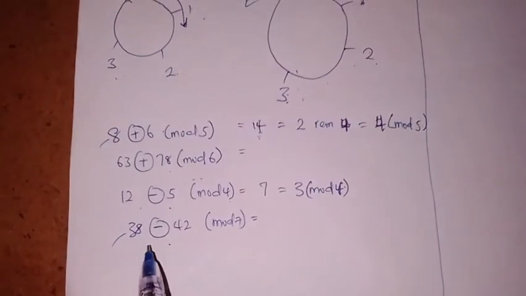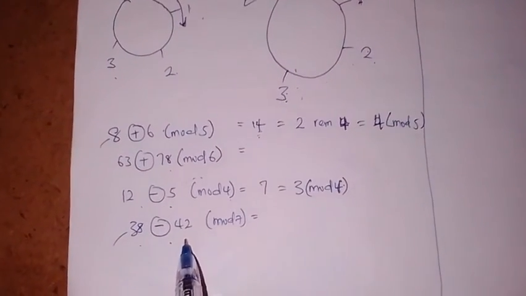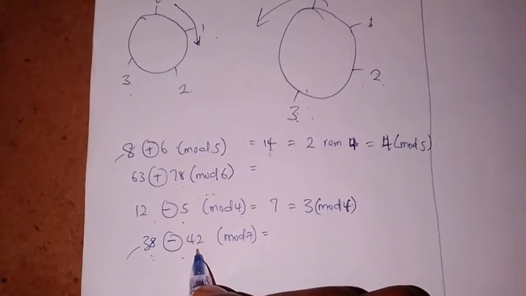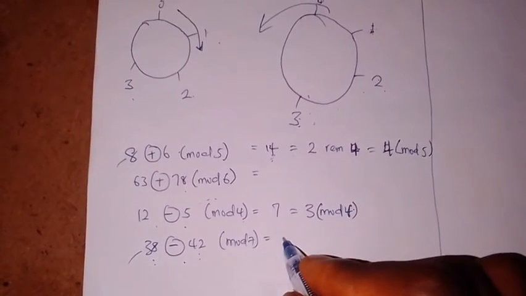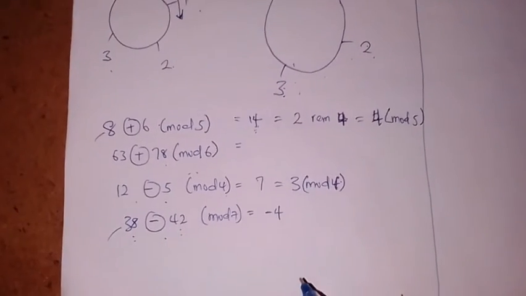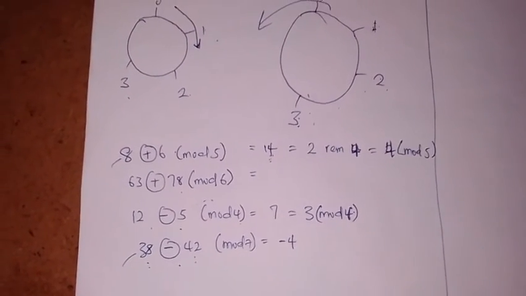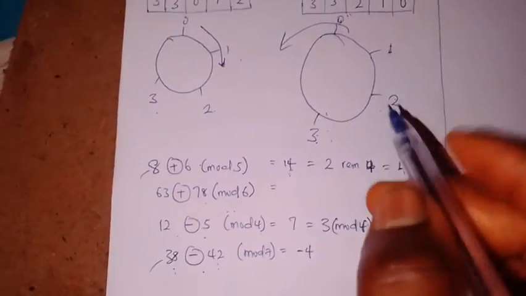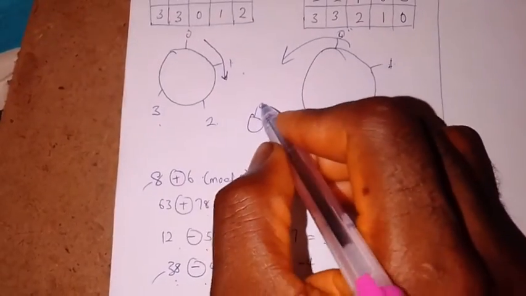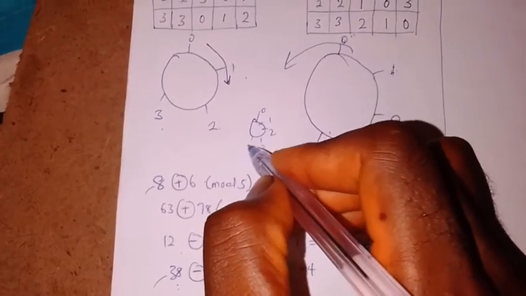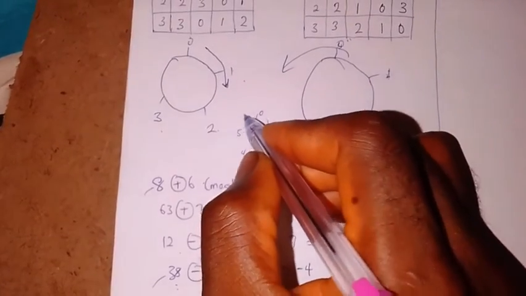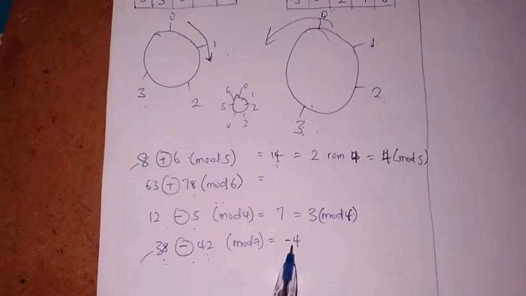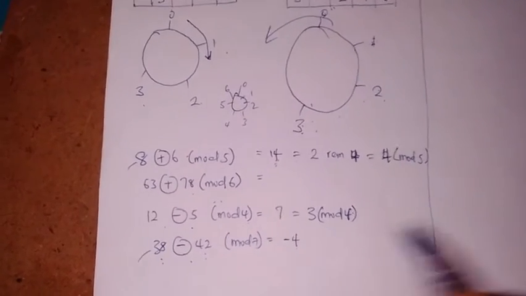Now, for this case, 38 minus 42, how will I do this? The same thing also. What's 38 minus 42? It is minus 4. Minus 4 in mode 7. Now, minus 4 in mode 7 should give us what? In mode 7, what do we have? That's 0, 1, 2, 3, 4, 5, 6. So, minus 4 in mode 7 will give us 3.